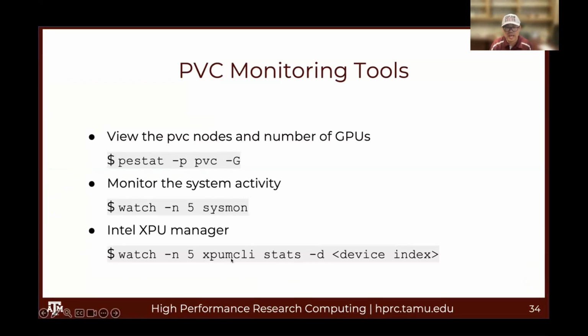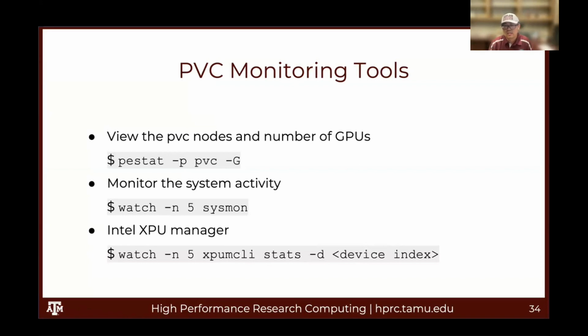Another one is to use the Intel XPU Manager. It's the xpumcli command. You can use stats -d, and you can give it a device index. For example, you use 0, and you will be able to show the memory used and GPU utilization.